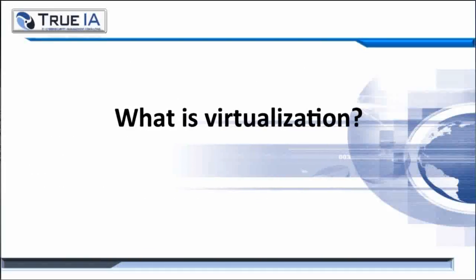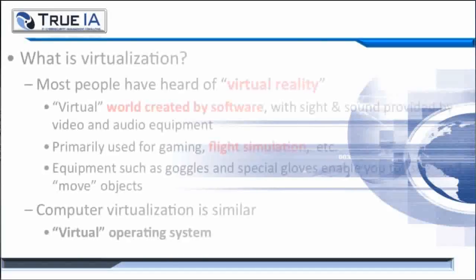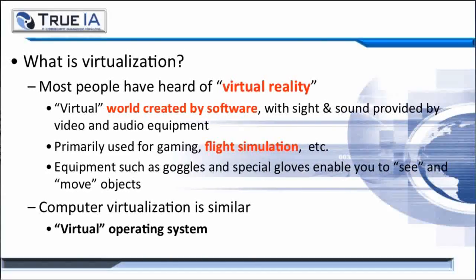So what is virtualization? Most people have heard of virtual reality. It's a virtual world created by software with sight and sound and even, today, smell and feel. Primarily used for gaming, flight simulation, military, and first responders. The equipment, such as goggles and special gloves, enable you to see and move objects within this virtual world. Computer virtualization is similar. The operating system is what's virtual.